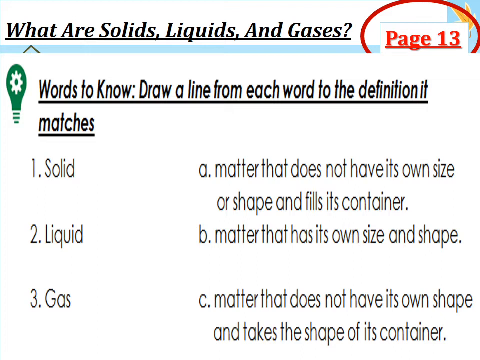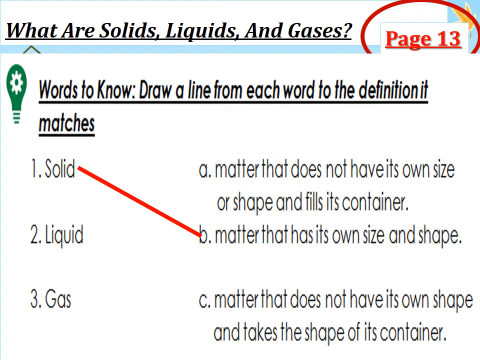Are you ready? Okay. What is solid? Is it A, matter that does not have its own size or shape and fills its container? Or B, matter that has its own size and shape? Or is it letter C, matter that does not have its own shape and takes the shape of its container? What do you think is the answer? All right, we have letter B. Good work. How about liquid?